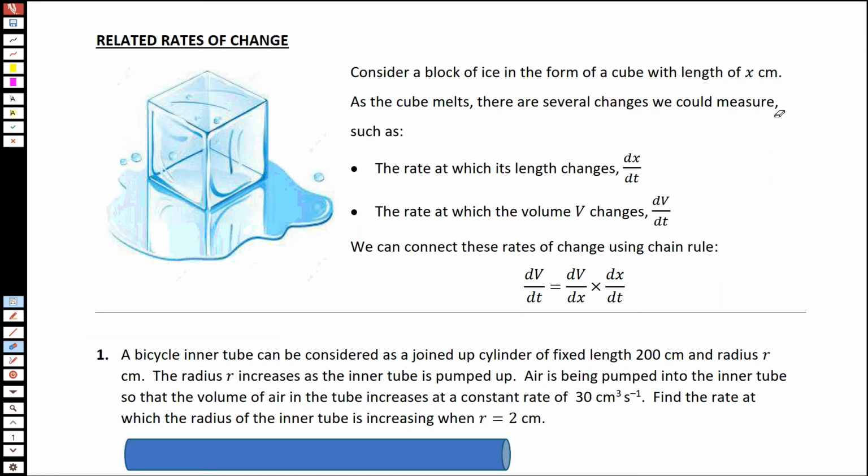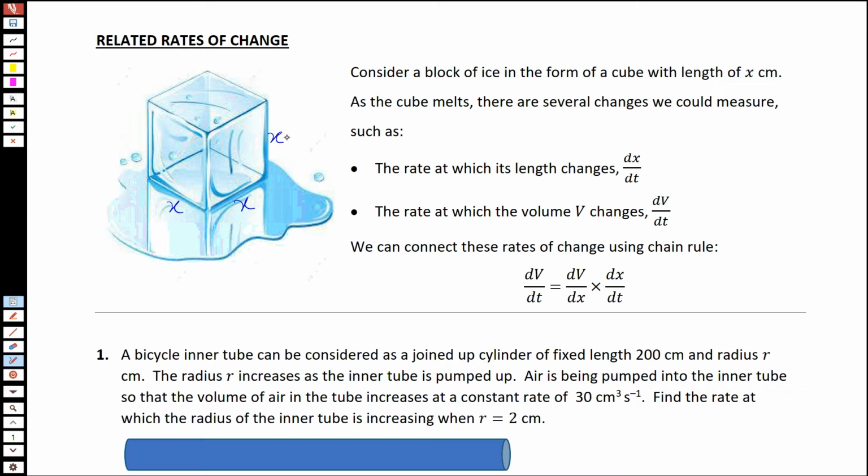Consider a block of ice in the form of a cube with length x. So that will imply that each of these lengths here is x. So that will be x, x, and x. As the cube melts, there are several changes that we will measure.